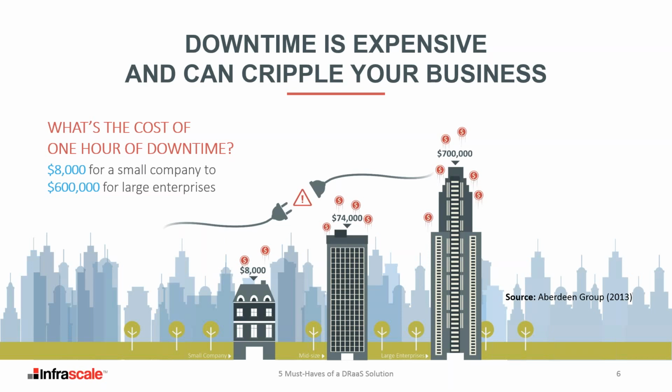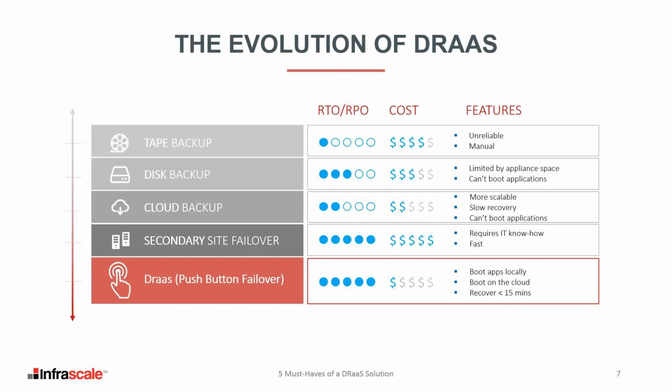What's even more scary is the survival rate. 98% of businesses cannot survive more than a day without downtime. And if you're a smaller company, being down for 24 hours is definitely going to kill your business. So downtime really is expensive and can cripple your business.